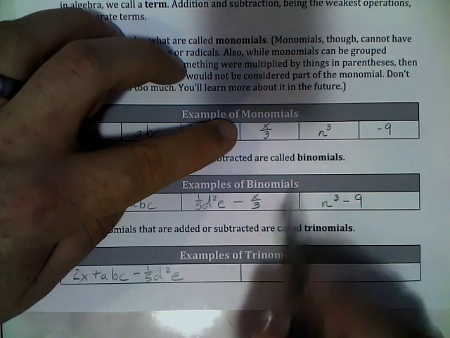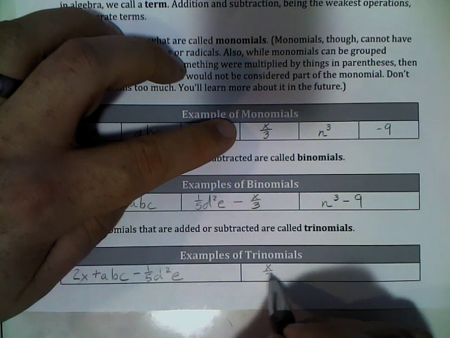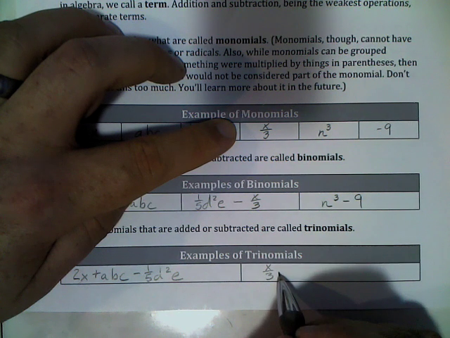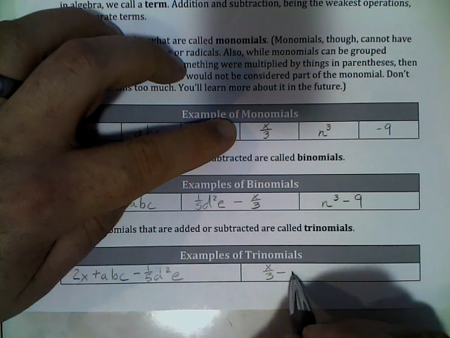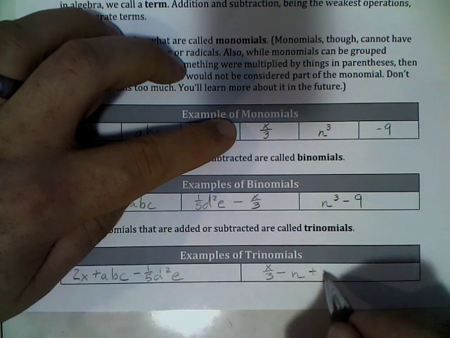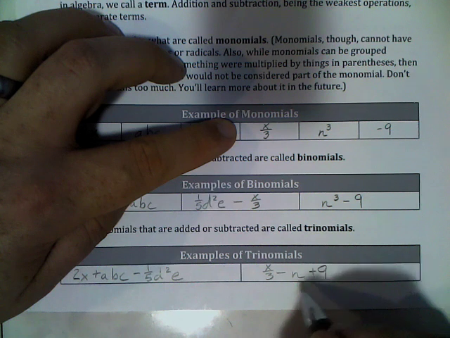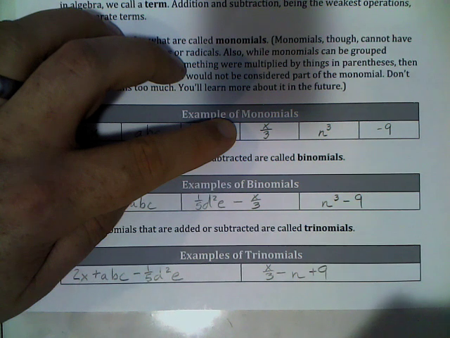Likewise, if we kind of buddy up with these up top, I could have my x cubed. I could have minus, let's just go with n this time. We'll modify that slightly. N, and let's say plus 9. That would be a trinomial.